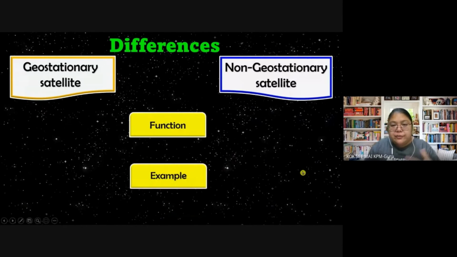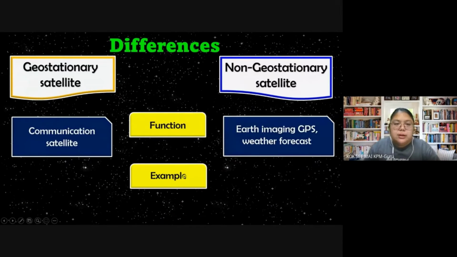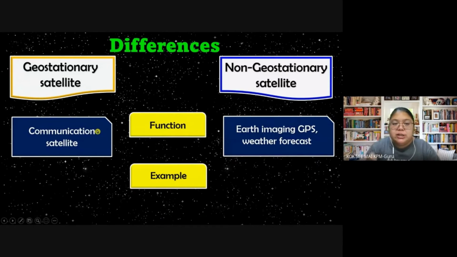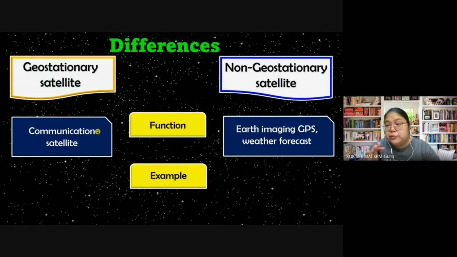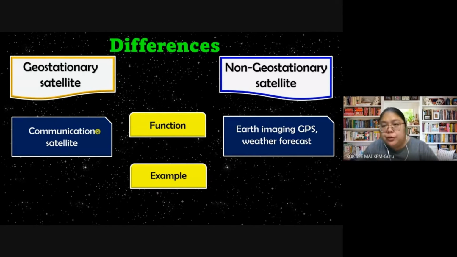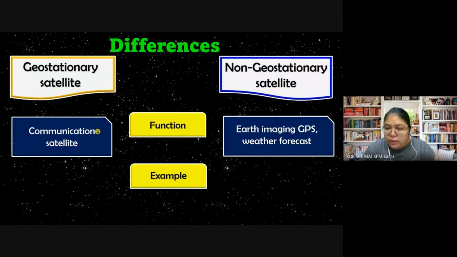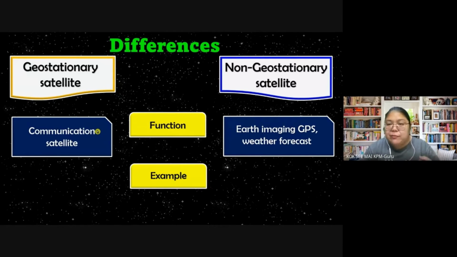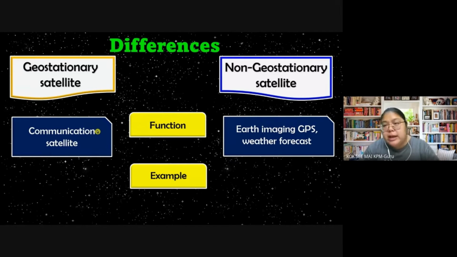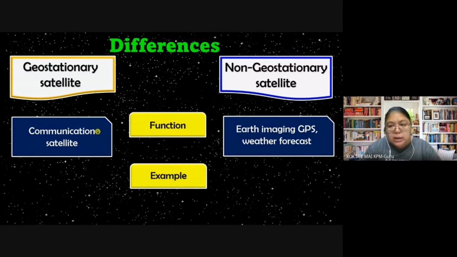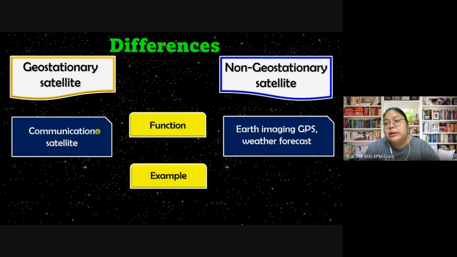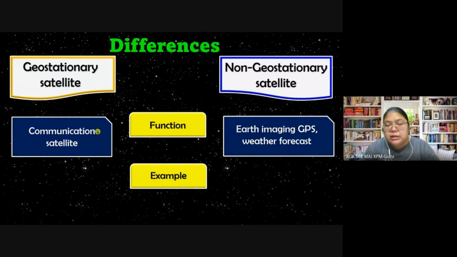Okay, another difference: function. The function we use geostationary for is communications. On communication, you must follow exactly how the Earth moves. So the communication, you can get it. Now the time should be, you are in the morning, then the other side is night. After that, when you communicate, you can communicate at the same time. So now it is night and you are morning. At the same time, I connect you, I also can be connected. So this is a communication satellite used as a geostationary satellite.